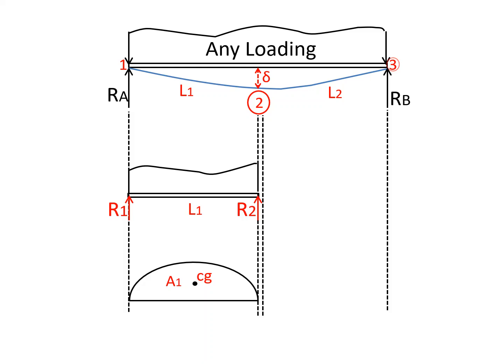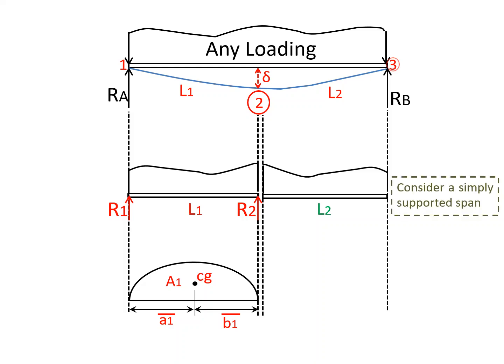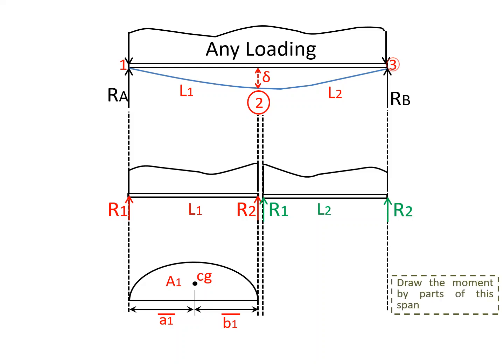With the centroid to the left side, it's going to be labeled as barred A1, and on the right side from the centroid, it's going to be barred B1. You do the same thing for the second span, L2. Again, consider a simply supported span, so provide R1 and R2 on both ends of the span. Then again, solve the reactions R1 and R2 based on the loading in this span L2. Next, you're going to draw the moment by parts of this span.